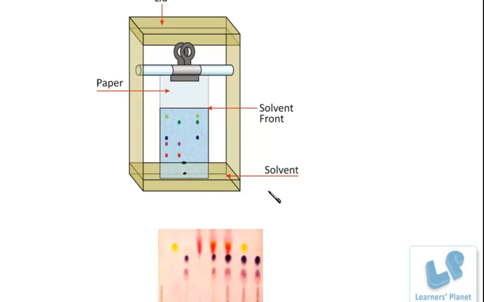At this mark, some dye is added, whatever I want to separate. If I want to separate the pigments of chlorophyll, I can put a drop of chlorophyll here. If I want to separate blue-black dye, I'll put a drop of dye here with the help of a capillary tube.